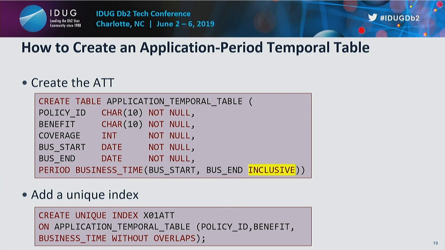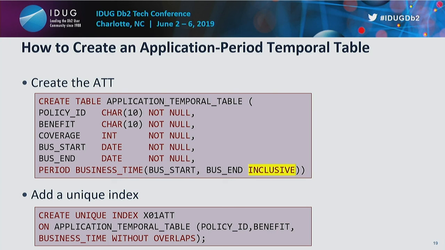And also, you want to add a unique index to it. So you have create unique index name on the ATT with the business keys, followed by your business time without overlaps. So you have two options there. You can have a with overlaps and without overlaps. That just means for your business time, can I have overlapping business time for this business key?